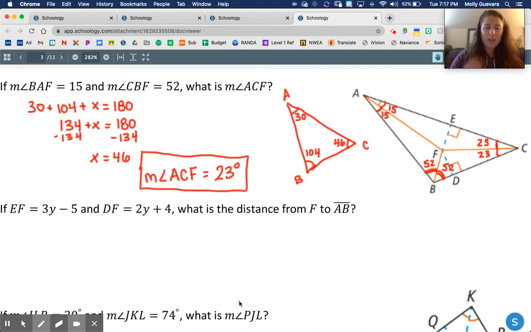Okay, so you guys, there's two try-its here. I want you to try both of them. So you're going to pause the video and try them. And then when you're ready to go over them, you can go ahead and hit play and we'll review it.